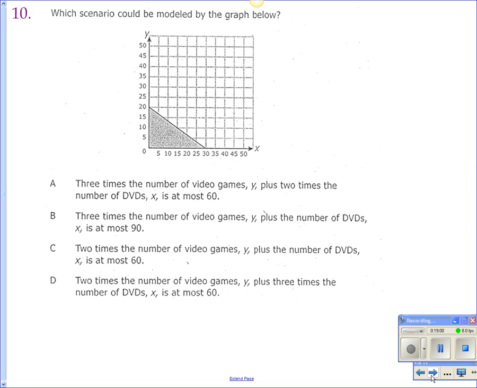How we're going to work this problem is we just have to read it, and it tells us exactly what to do. It says 3 times the number of video games, and it tells us what letter. Y. So we put 3Y. So write this down. You have space. 3Y. You keep reading. It tells you exactly what to write down. Plus, so I put a plus sign, 2 times the number of DVDs X. So it says to put 2X. And then this word at most, it's opposite of what you would think. At most is actually a less than sign. Less than or equal to. Less than or equal to what number? 60.